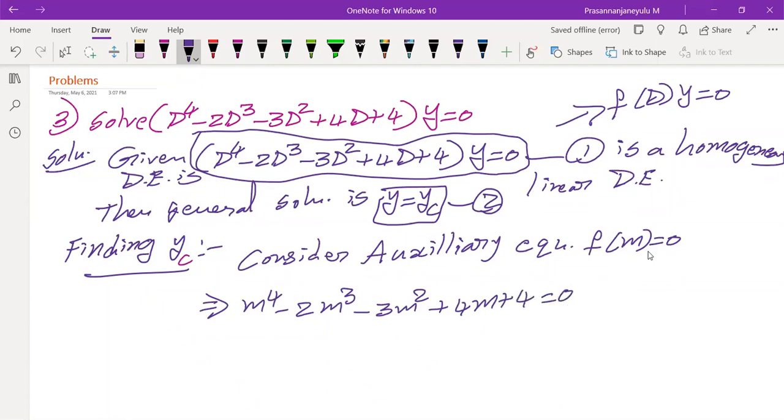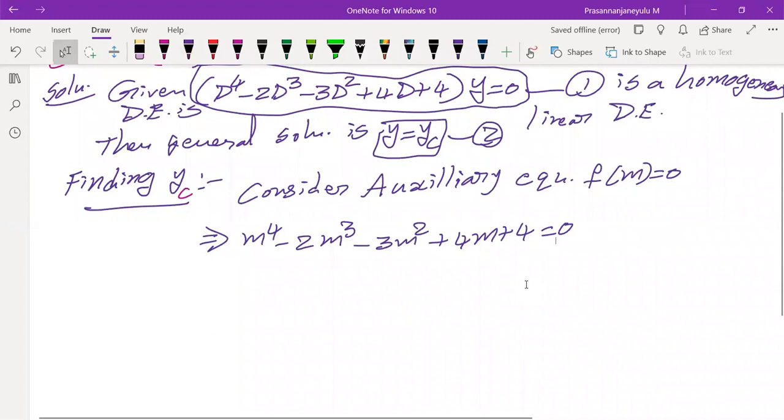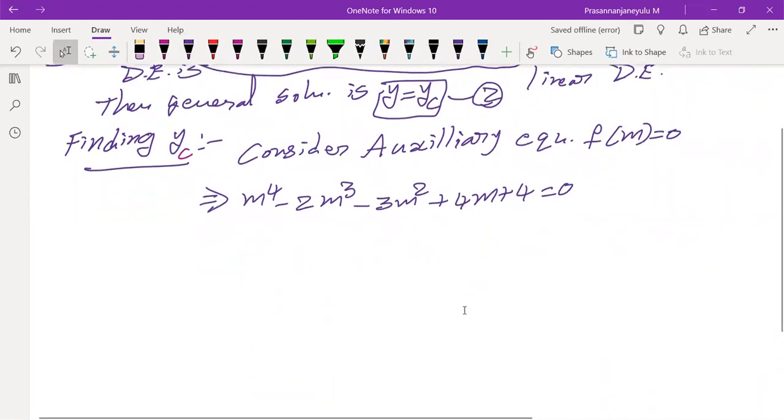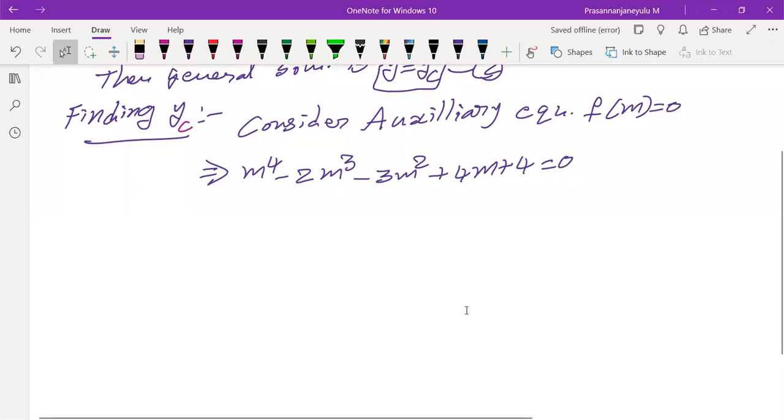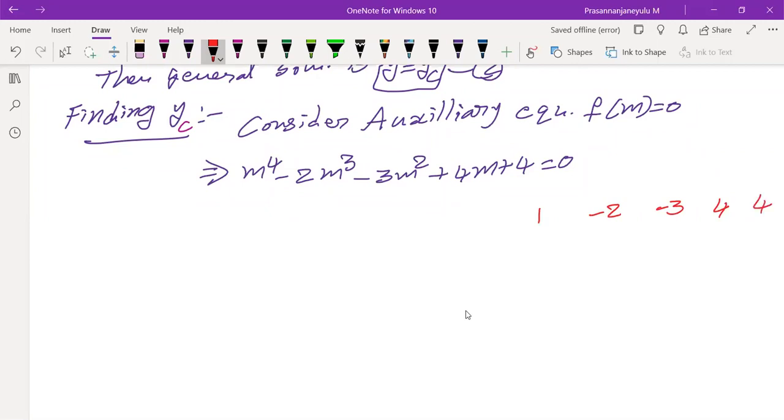This is the equation. What is the order of the polynomial? 4. So for finding the roots of this equation, which process do we have to use? The general process we cannot use, so we have to use synthetic division. The coefficient of m power 4 is 1, m cube coefficient is minus 2, m square coefficient is minus 3, m coefficient is 4, and the constant term is 4. So for this we have to take synthetic division.